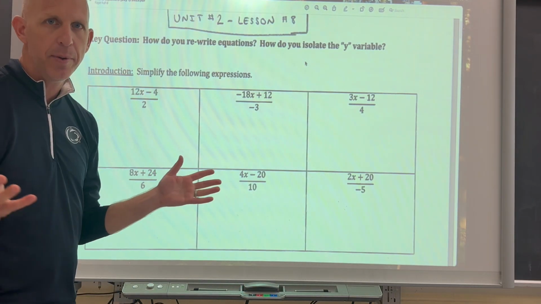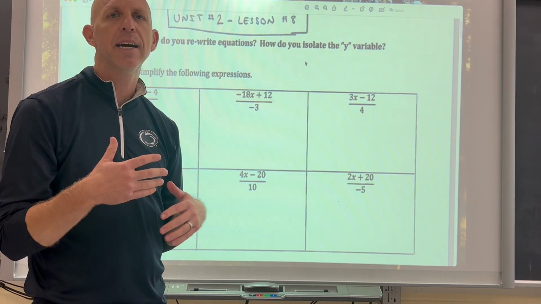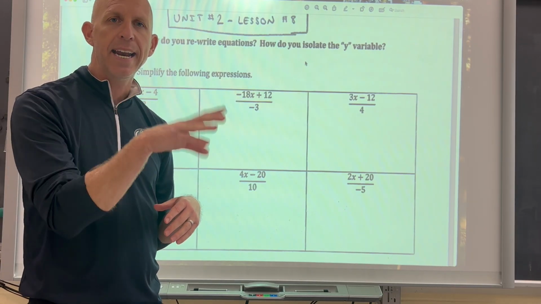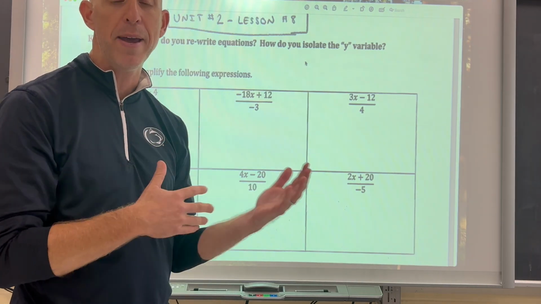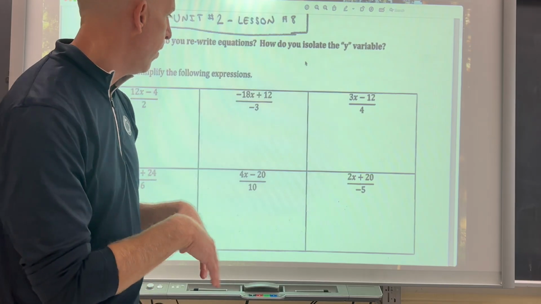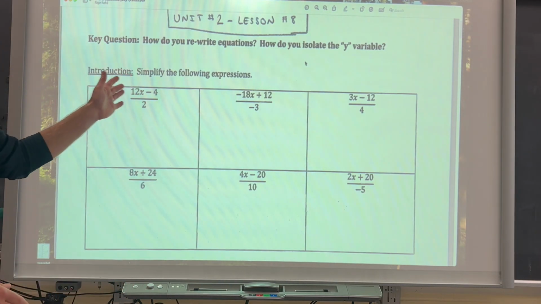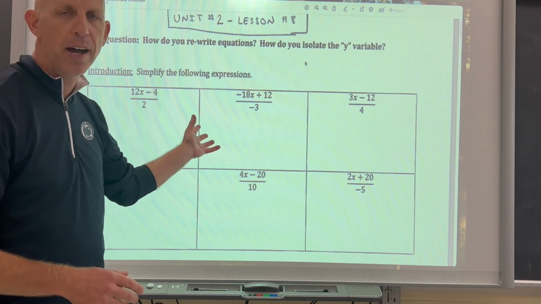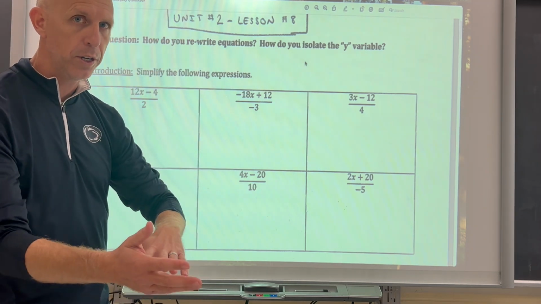Guys, today we're going to be talking about rewriting equations. And this isn't necessarily solving and getting a specific number. This is just rewriting an equation to make it look different, to manipulate the equation. There's really kind of two parts to this lesson. The first part is basically, can you simplify the following expressions? Okay, and if you can do this, you can do part 2.